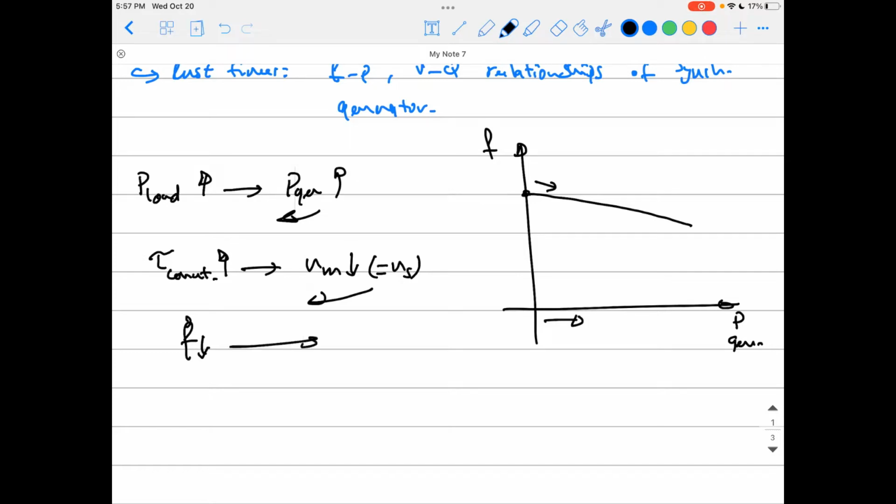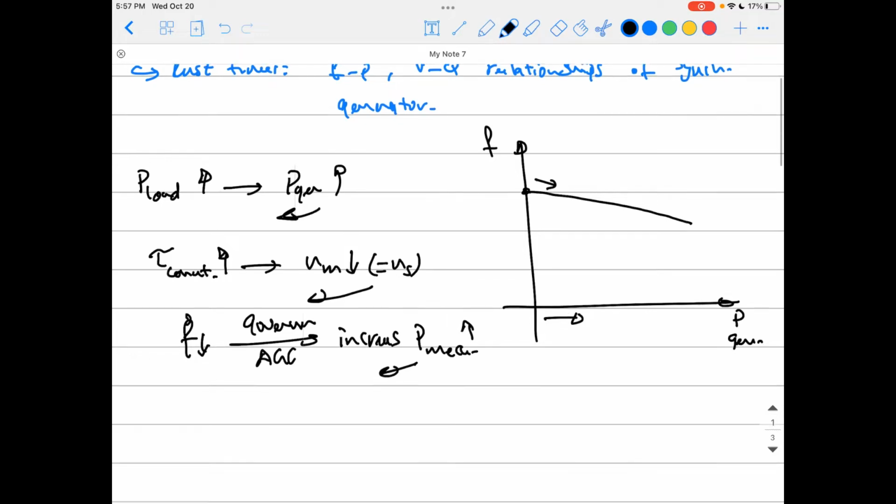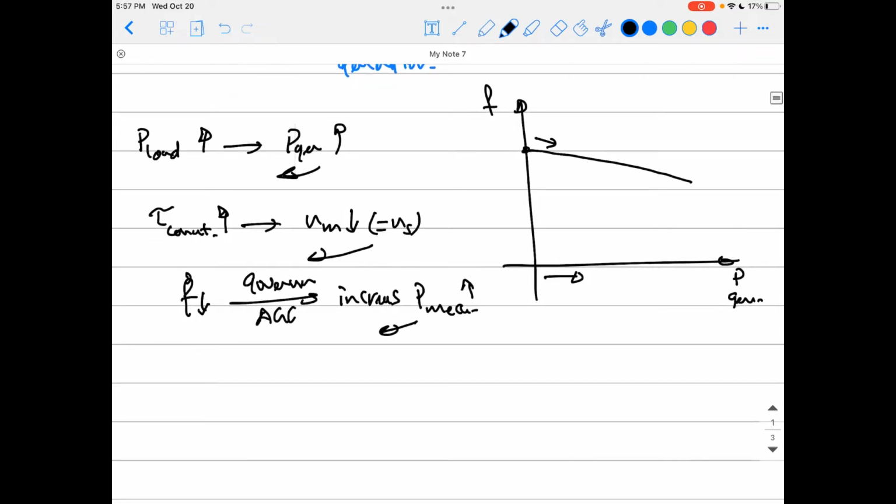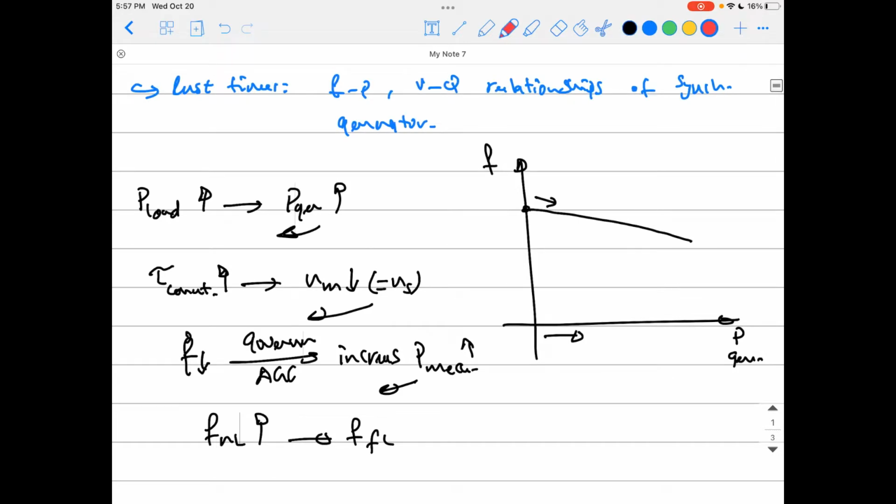We don't like to have this happen, so we use the governor or the automatic generation control, they are the same thing, to increase the mechanical power input, P mechanical, and this increases the frequency again. But how does it increase this? Actually, it increases the no load value of the frequency, which in turn increases the full load frequency. What I mean by this, back to the FP relationship here.